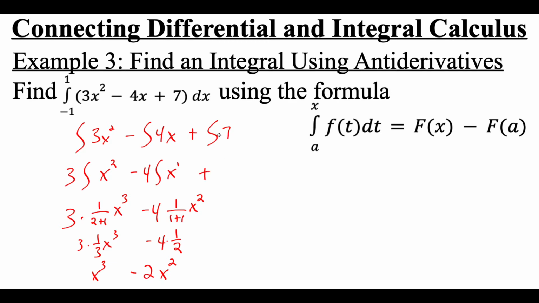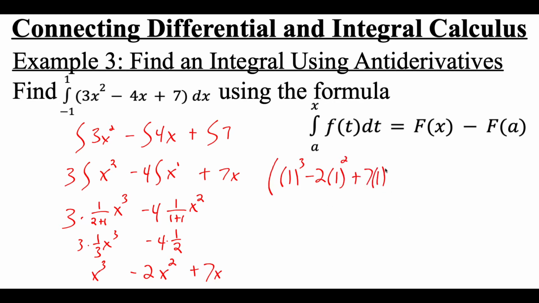Now, we haven't done one like this before. When you're integrating a constant, the only thing you have to do there is add an x onto it. So when we integrate this 7, it really just turns into 7x. So I'm going to drop that all the way down here. So this polynomial right here is our antiderivative, x cubed minus 2x squared plus 7x. But now I need to take that function and plug in the upper value for my integral. So I'm going to do 1 cubed minus 2 times 1 squared plus 7 times 1.